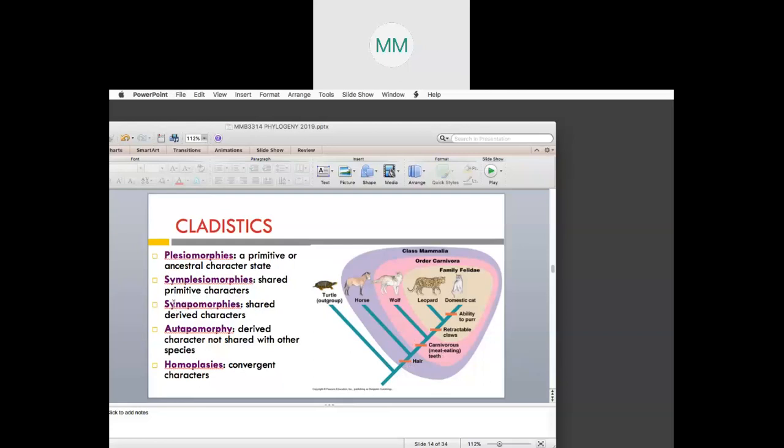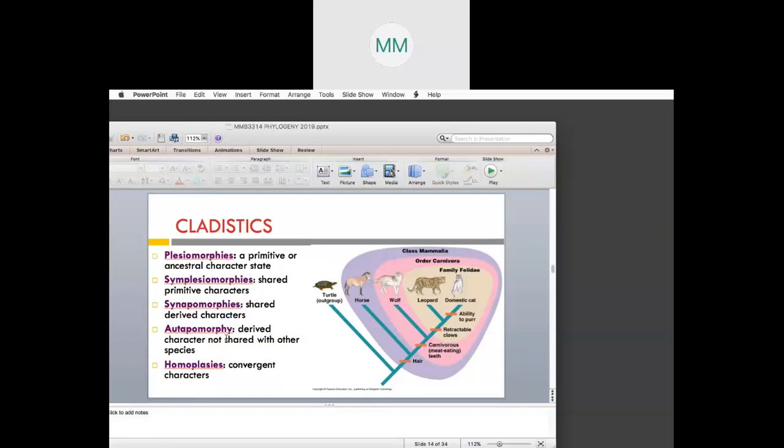Okay, how about synapomorphies? Shared derived characters. Retractable claw. Good. What else? Ability to purr. Salah. Liberation. This one, iya ke tak? Yes, correct. So these two are shared derived characters.